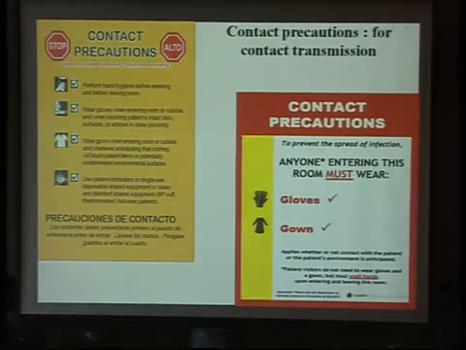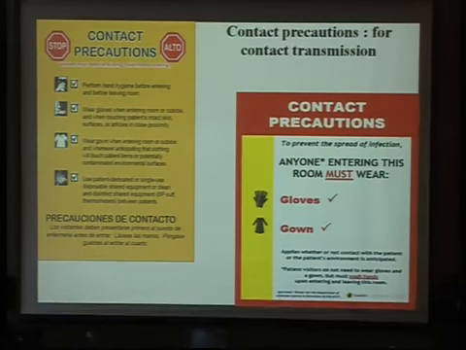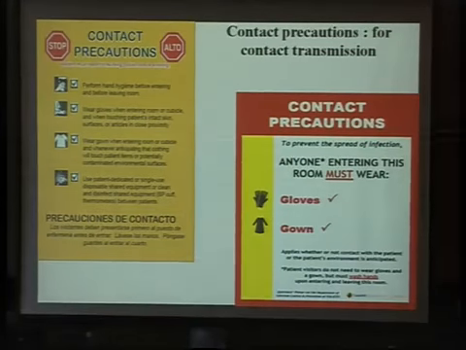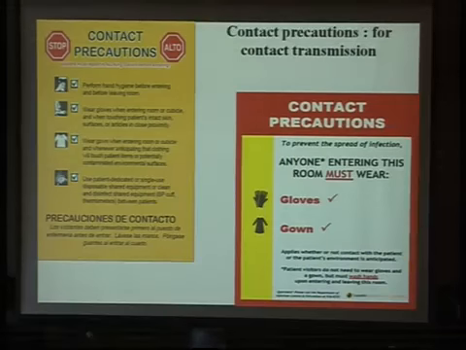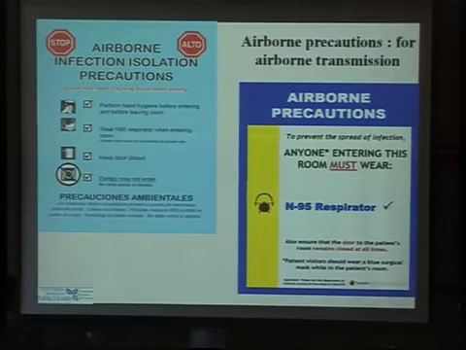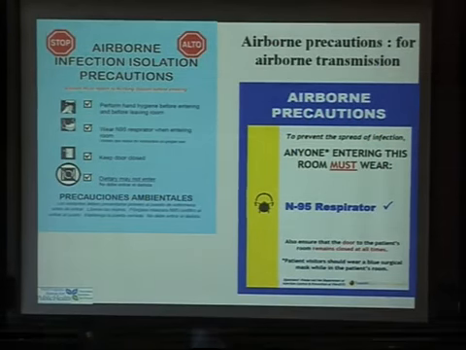We have another important precaution, the contact precaution, if we are dealing with a patient and afraid of transmitting the infection by hand only. For example, the case of diarrhea. In this situation, it is in general. We put this paper on the room of the patient to advise the nurse and the healthcare worker what they should do. And this is for the airborne. It is isolation.